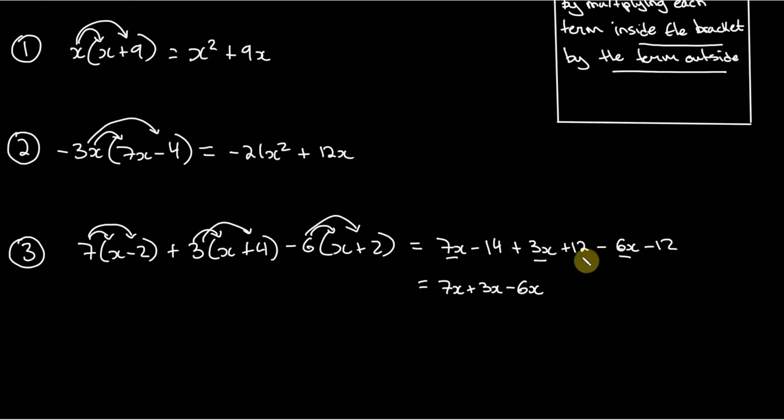Now we've got 3 constants: minus 14 plus 12 minus 12. Well, these two cancel out. Plus 12 and minus 12 is just 0. We know that right off the bat. And 7x plus 3x is 10x, and 10 minus 6 is 4. So all of this equals 4x, and we're going to be left with 4x minus 14.